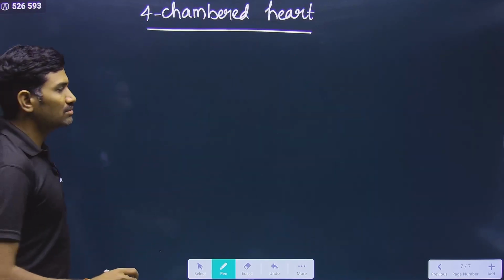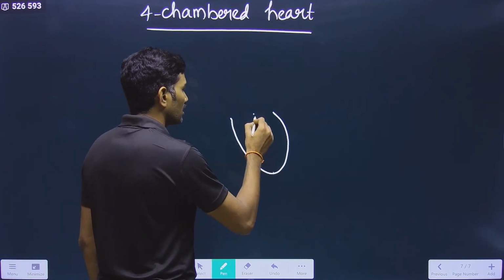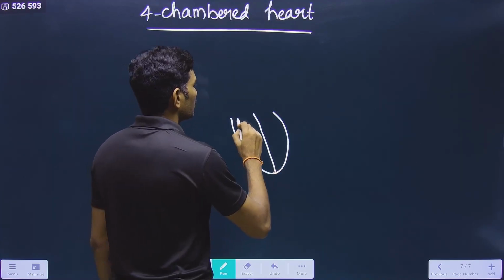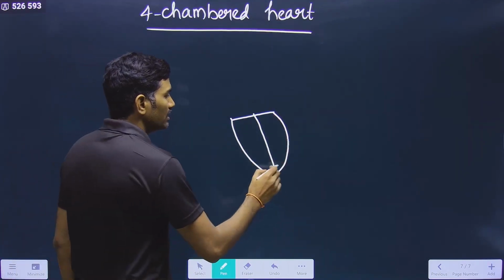In the case of the four-chambered heart, what happens? Here the septum got completely developed. That's why both the ventricles got separated, so two ventricles are present.